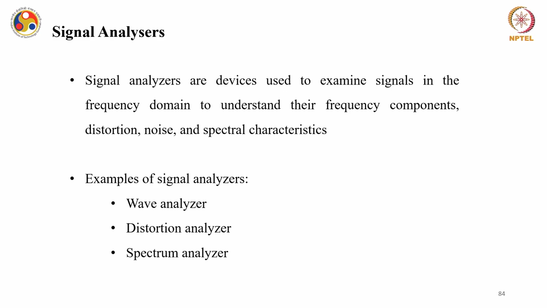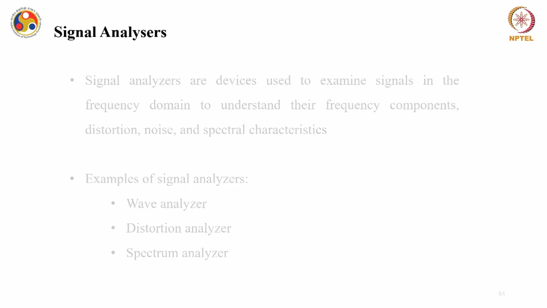Signal analyzers, we have seen, were the devices used to examine signals in the frequency domain to understand their frequency components, because till now whatever we have seen was in the time domain. However, if you want to analyze distortion, noise and complete spectra, you may also need to see them in the frequency domain, and signal analyzers helped us with that. We have seen different types of signal analyzers like wave analyzer, distortion analyzer, spectrum analyzer.